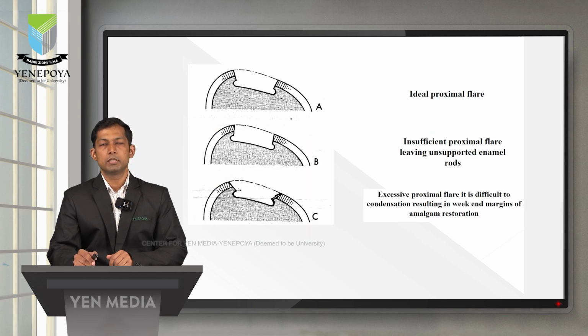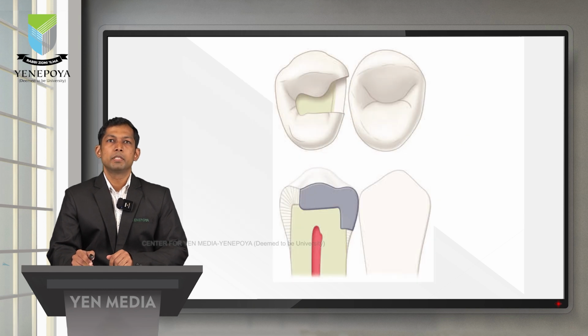Now this picture here shows how the proximal flare should be. The first picture shows the ideal proximal flare. The second picture shows insufficient proximal flare, leaving unsupported enamel rods which will fracture later if you leave them behind. The third picture shows excessive proximal flare. Now this will make the condensation of amalgam difficult, so the margins of the restoration will fracture later if you give excessive flare. This picture shows an ideal class 2 cavity that is prepared.